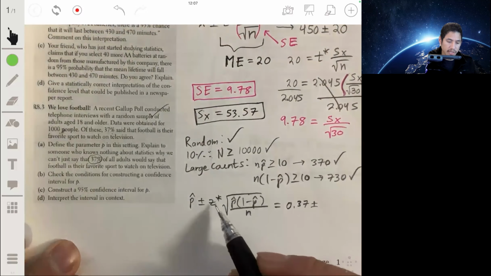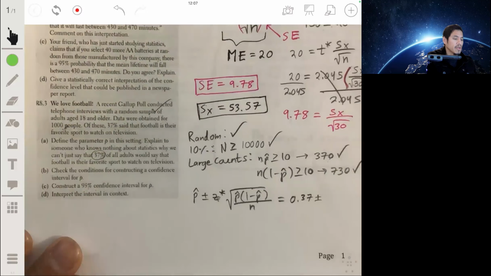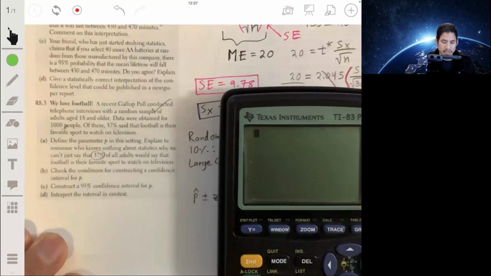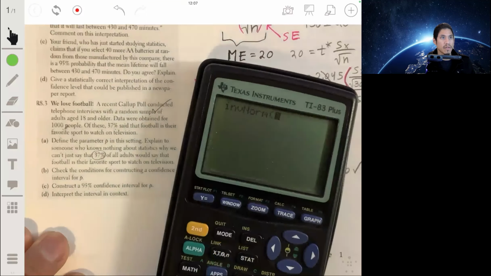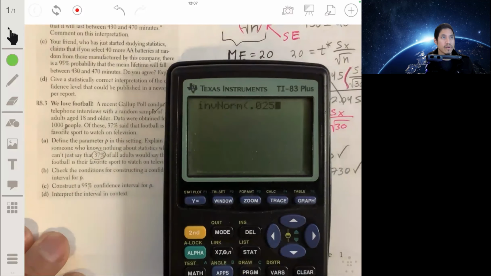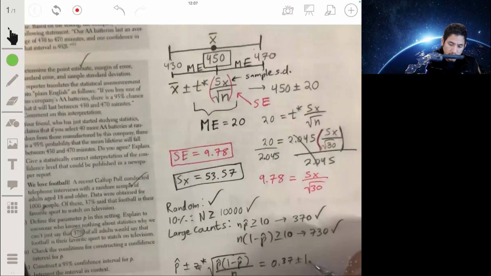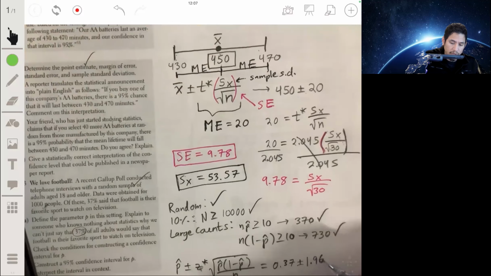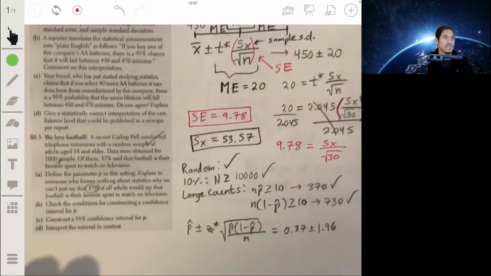Z star, we look at the Z star value for a 95% confidence interval. So basically we're looking for the interval where there's 2.5% on each side. 5% left over and 2.5% on each side. So we can use our inverse norm function, 0.025 and 1.96. And that's a pretty common one, so you probably will just remember that, from doing it so much.